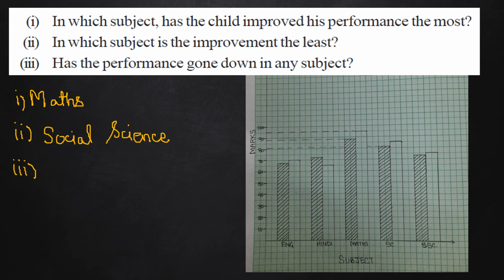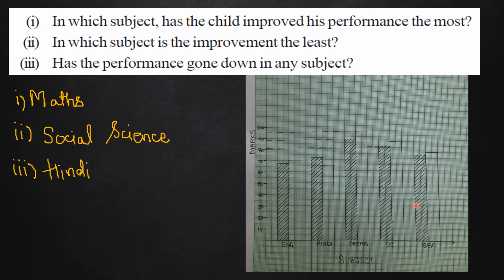The third part is, has the performance gone down in any subject? Did you find that the second term bar was lower than the first term bar? Yes, we could see that it was in Hindi. So the answer for the third part will be Hindi. With the help of this bar graph, we could easily answer these questions.